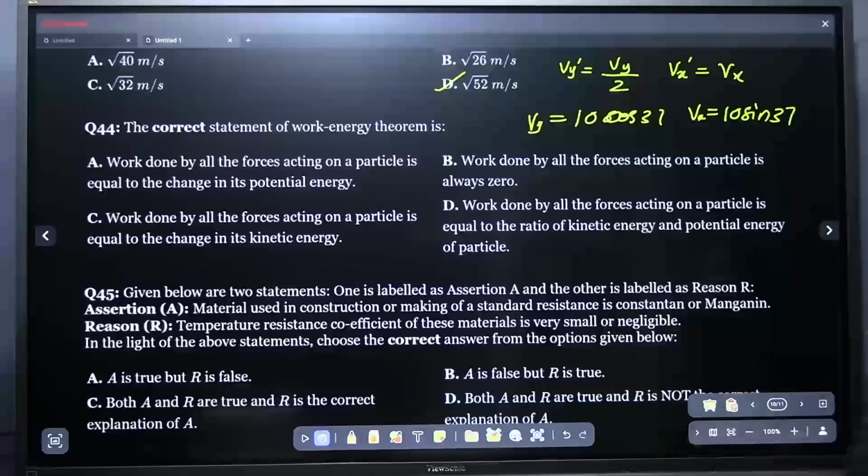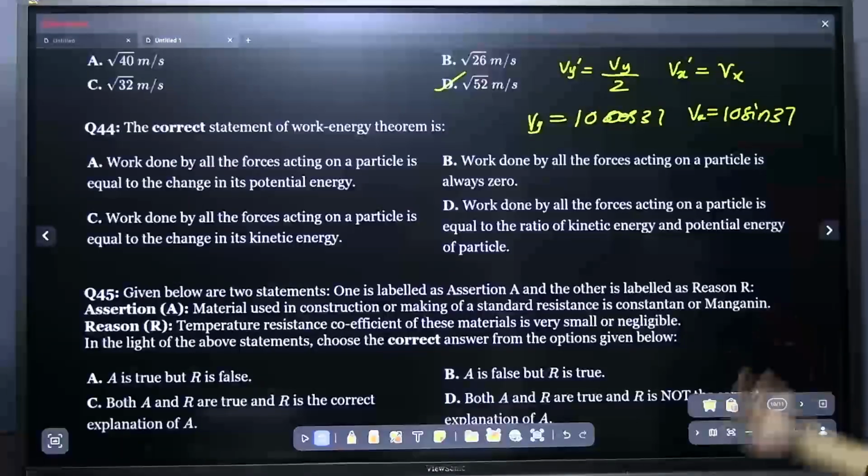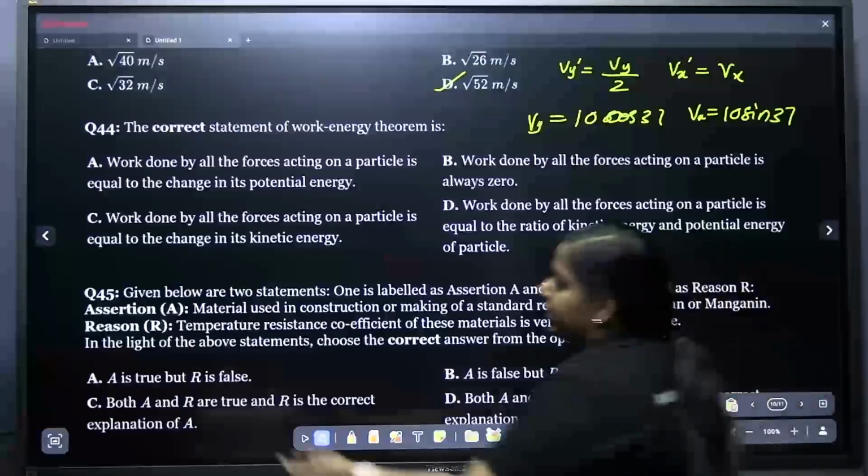44. Correct statement of the work energy theorem: work done by all forces equals the change in kinetic energy, no difference. So option C is the answer. Last question.